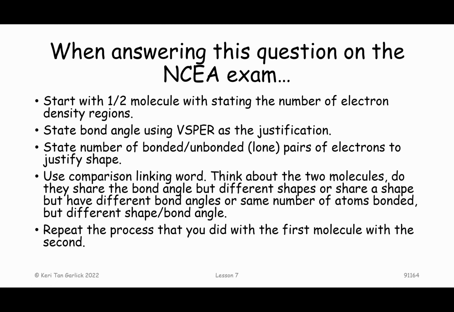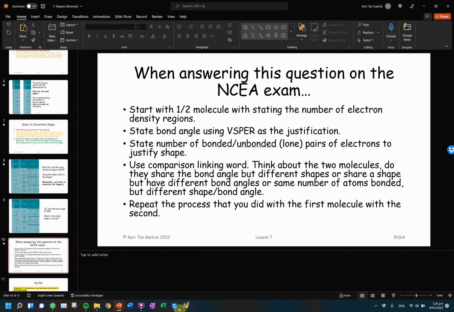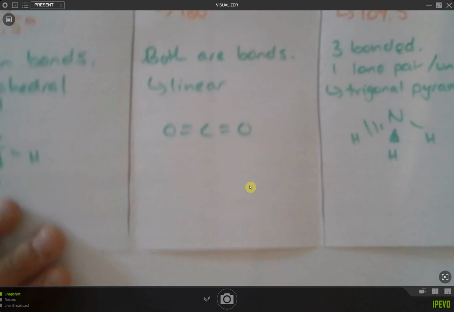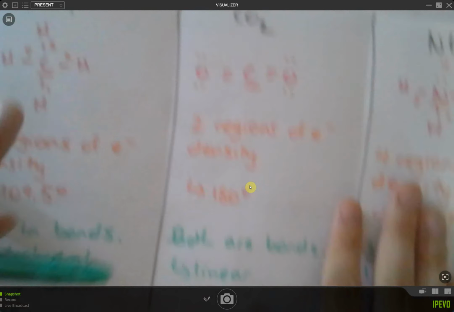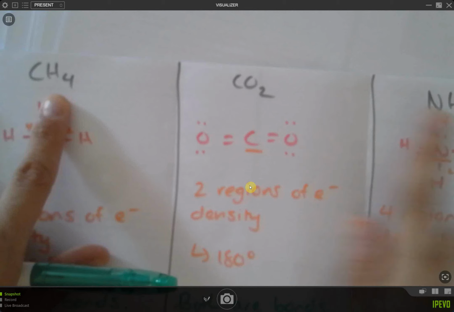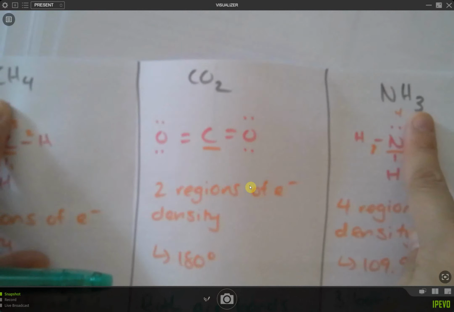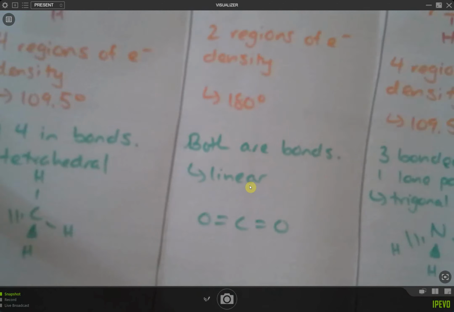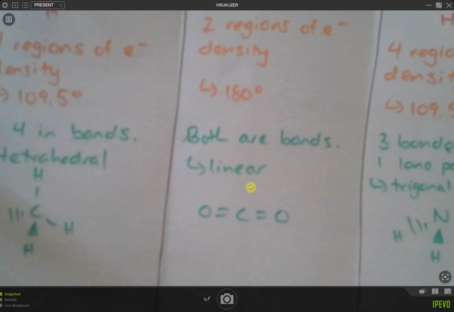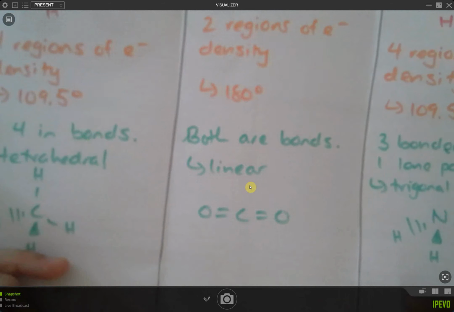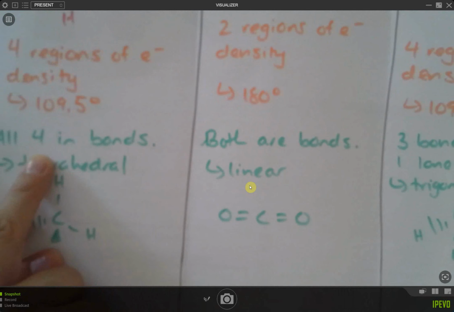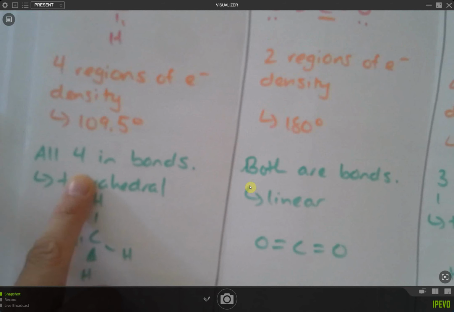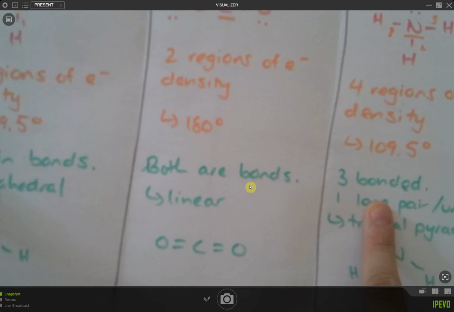So let me show you 2 examples of what kind of combinations they could give. For example, if we just look at the ones that I did, they could give you both methane and ammonia as your comparison, and they could say, how come they have the same bond angle but different shapes? When you're writing up and justifying it, you would say they have the same bond angle but they have different shapes because all 4 of the regions are bonded in the methane, whereas only 3 of them are in the ammonia. So that's what you're going to be using.